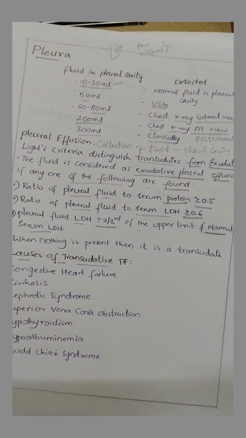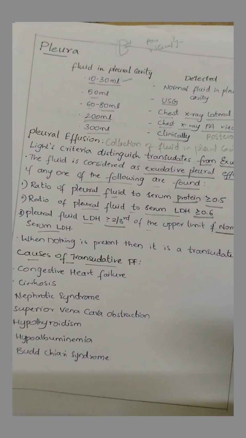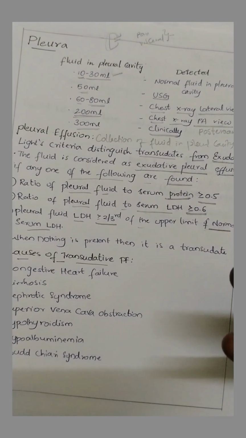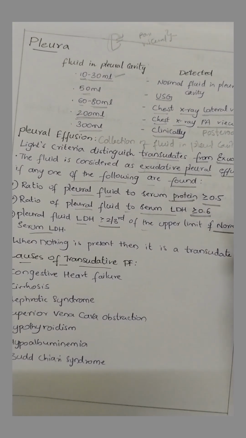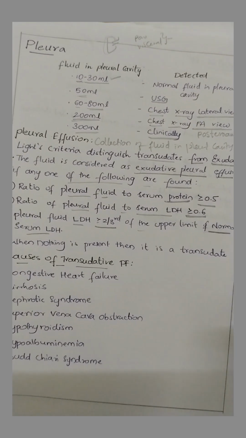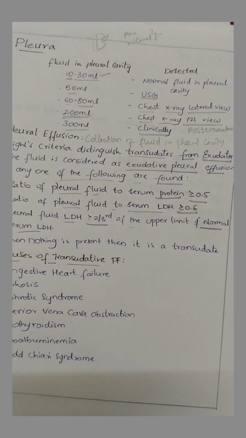So there are three features or three points. If any one of these is present, then the pleural fluid is considered to be an exudative pleural effusion. So what are those three?